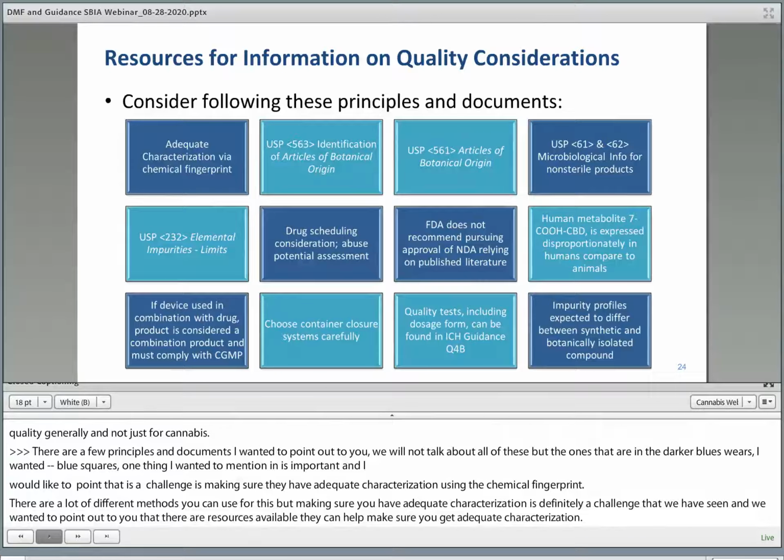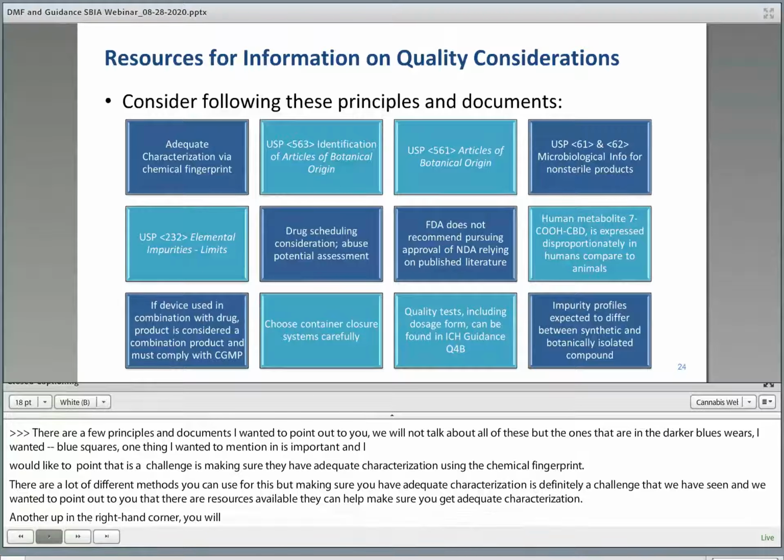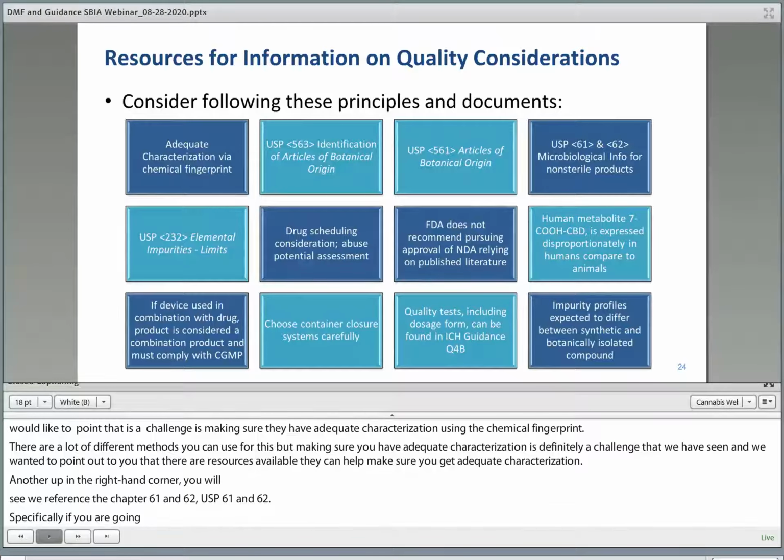Another, up in the right corner, you'll see we reference the USP Chapter 61 and 62. This is the microbiological information for non-sterile products. Specifically, if you're going to be using cannabis or cannabis-derived compounds in a clinical setting, it's important to check out these micro testing criteria that USP has established, because it's very useful. And it is dependent on the route of administration, so make sure you look carefully at that.